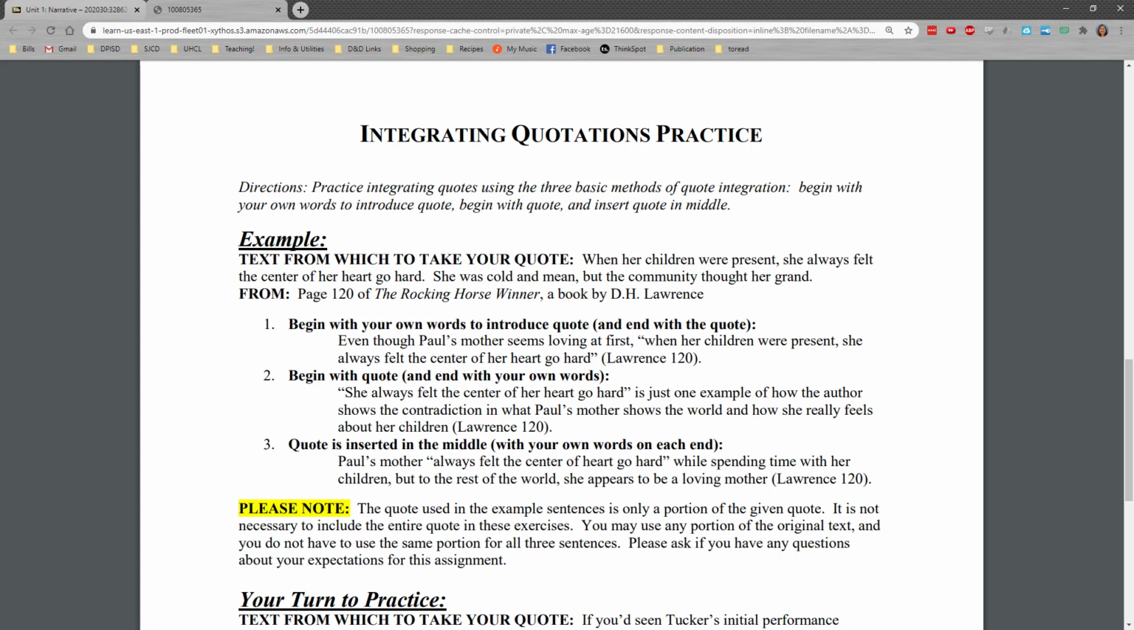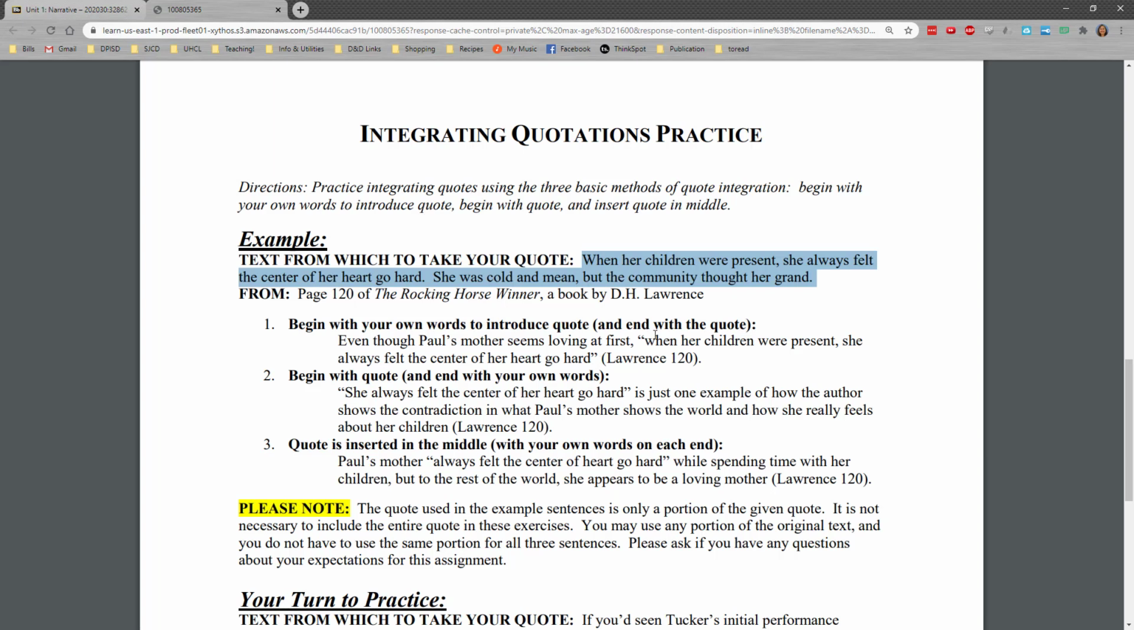So for example, you are given the text, "When her children were present, she always felt the center of her heart go hard. She was cold and mean, but the community thought her grand." This quote comes from page 120 of The Rocking Horse Winner, a book by D.H. Lawrence. So if you were going to begin with your own words to introduce the quote and end with the quote, you might say something like, even though Paul's mother seems loving at first, "when her children were present, she always felt the center of her heart go hard" (Lawrence 120).